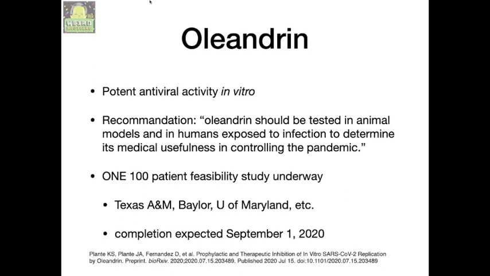So I went on clinicaltrials.gov to see how many studies there were. There's 33 for ivermectin, only one for Oleandrin. And it's a 100-patient feasibility study which is underway. It should be completed in September. It is not being done in somebody's backyard. This is being done at Texas A&M, Baylor, University of Maryland, etc. So this is a real feasibility study. This is a so-called phase 1 study to see if studying it further is feasible and if the drug is so toxic that they can't continue. That's what phase 1 trials are for.